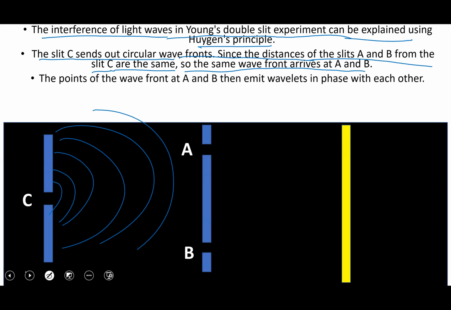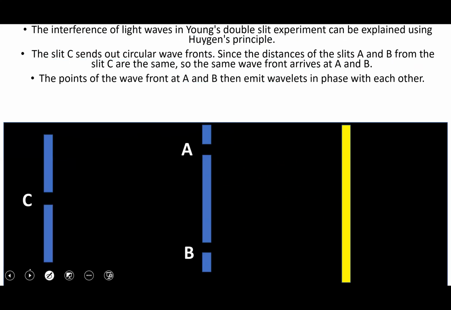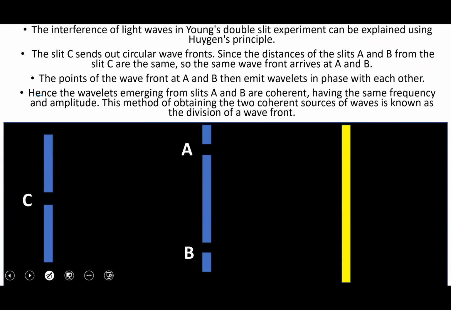respectively. The points of the wavefront at A and B then emit wavelets in phase, which interfere with each other. And hence the wavelets emerging from slits A and B are coherent, having the same frequency and amplitude. This method of obtaining two coherent sources of waves is known as division of wavefront. Now, this is the situation being explained in this whole paragraph.